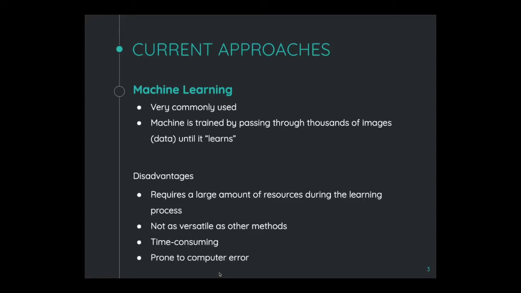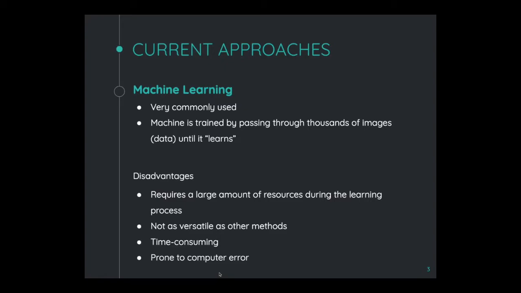One of the current approaches being used is machine learning. Machine learning algorithms involve training a machine by passing through data until it learns how to complete a task. Machine learning is often used to segment medical imagery because it does not require a human's assistance. However, there are a few cons to this approach.